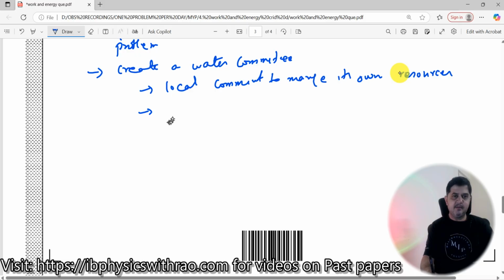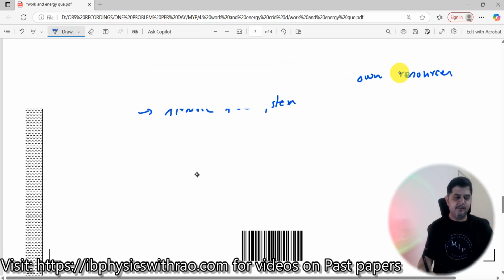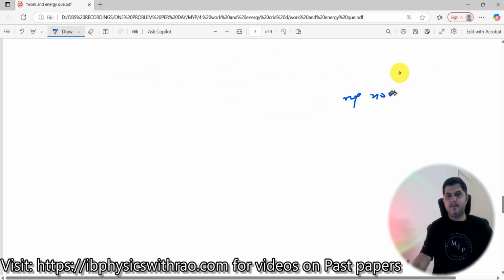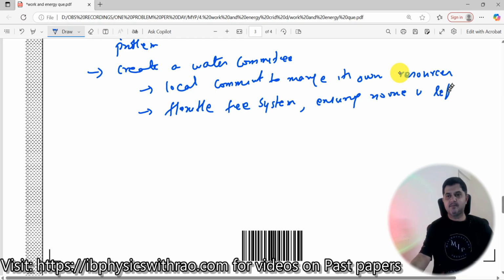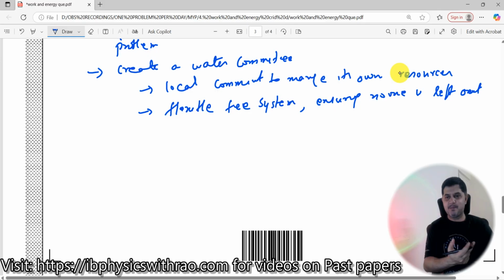And secondly, you can also look for a flexible fee system, ensuring no one is left out. Okay. Do not use something like reservation based policies. So what you can do is if someone is very poor, then maybe we can suggest, based on the income he derives and so on, we can actually offer him free water. We can do this also.